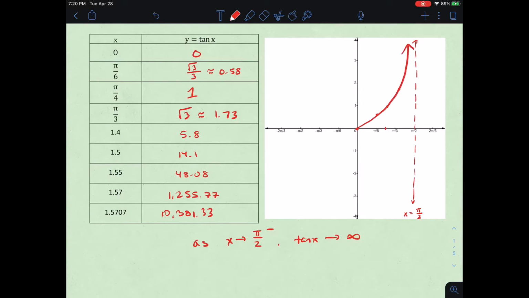We're going to graph the left half of this tangent graph by using the fact that there's symmetry with respect to the origin. So all I'm going to do is take each of the points I just plotted, but just take the opposite of the x and the y coordinates. So for negative pi over 6, I'm going to plot the point negative 0.58. For negative pi over 4, it's going to be negative 1. For negative pi thirds, it's going to be negative 1.73. And I know that I'm also going to have a vertical asymptote at negative pi over 2.